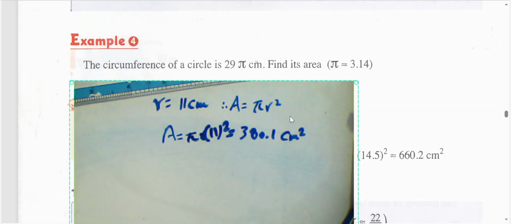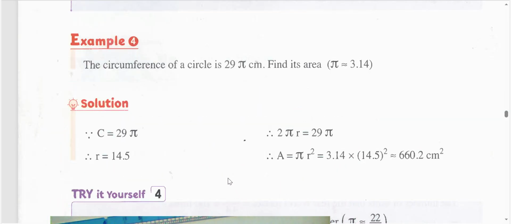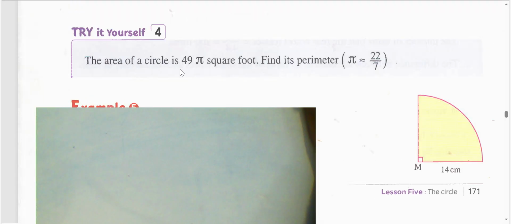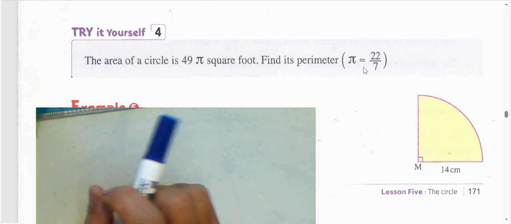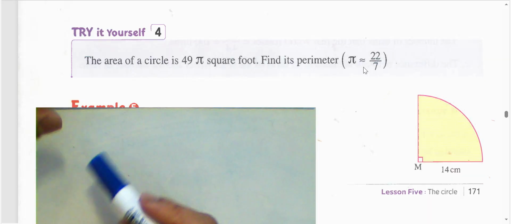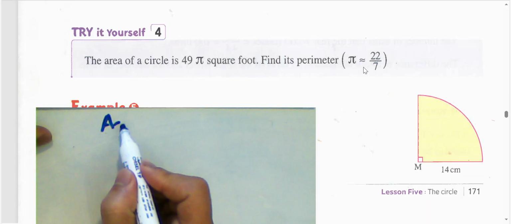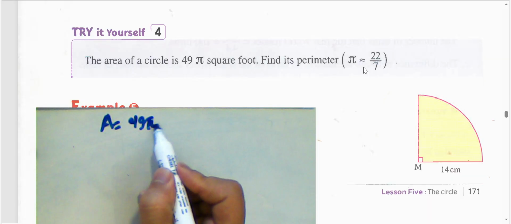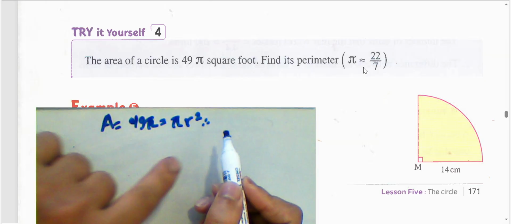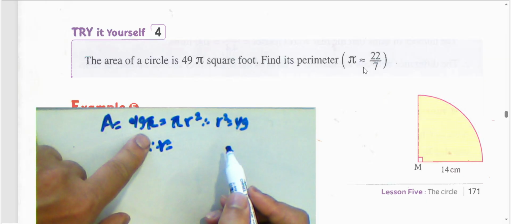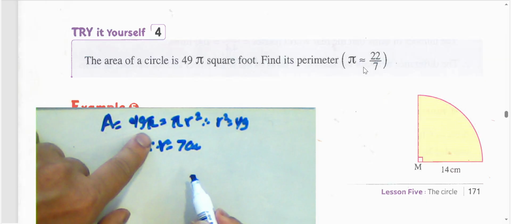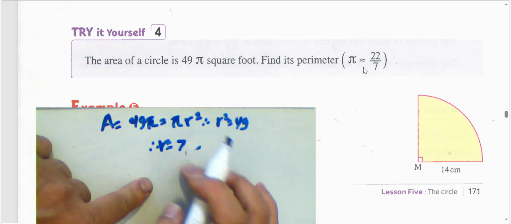Okay. Now I will give you an example, like the circumference, where I want to find the area or the inverse. The area of a circle is 49 pi square feet. Find the perimeter. Pi equals 22 over 7. First step, we can find the radius from the area. He gave me the area, which was 49 pi, and we know the area equals pi r power 2. Then r power 2 equals 49. So the radius will be the square root of 49, equal to 7. The radius will be 7 feet.